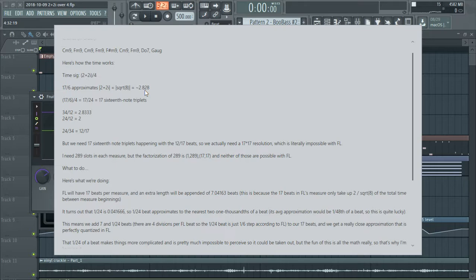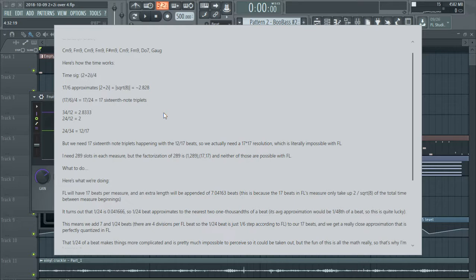So first of all, we need to figure out how many beats we're actually playing in the part where we actually play notes, in the part where the measure actually exists. How many beats are we playing? And so the way I approximated it is with 17 over 6. And of course, it's the square root of 8 over 4, so it's actually 17 over 24, which is equal to 17 16th note triplets. So that's where you get the 17 16th note triplets.